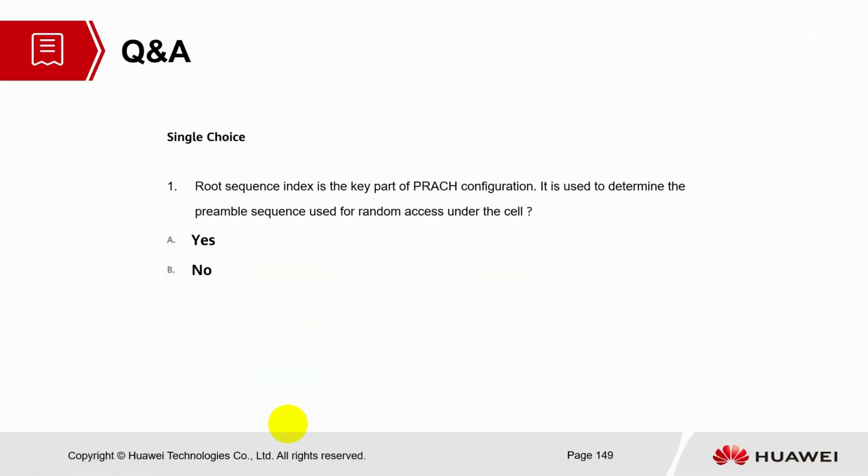So Q&A session. So root sequence index is the key part of the PRACH configuration. It is used to determine the preamble sequence used for random access under the cell. Yes or no? Yes, this statement is true.